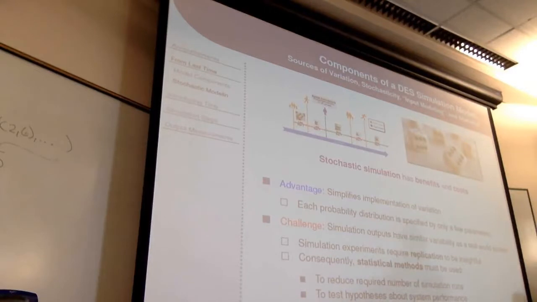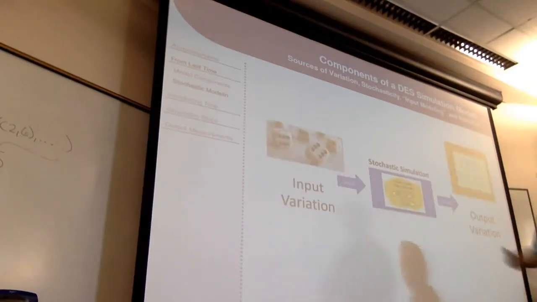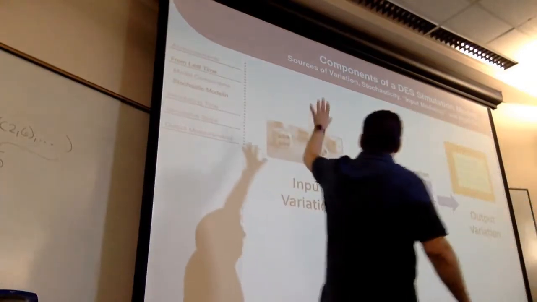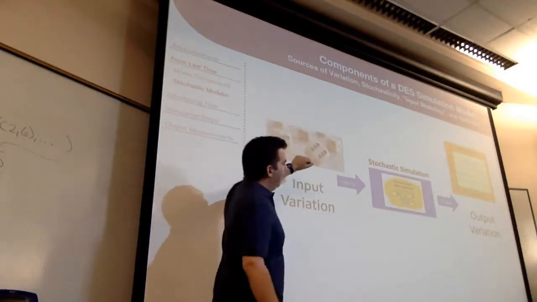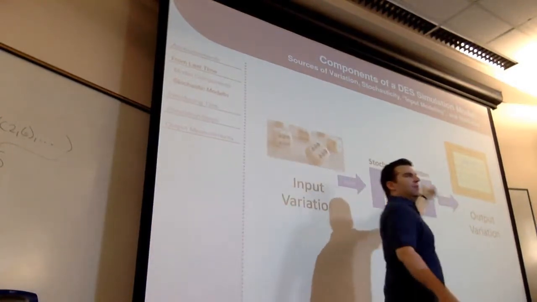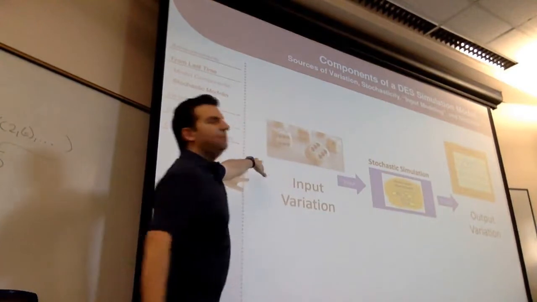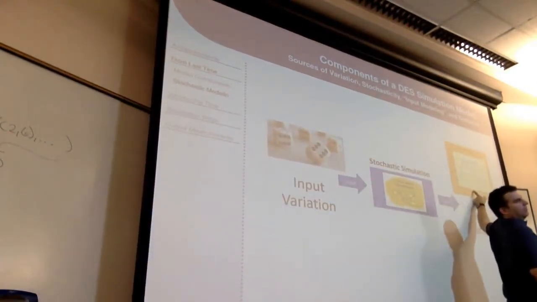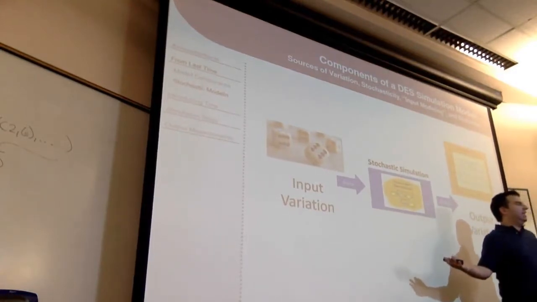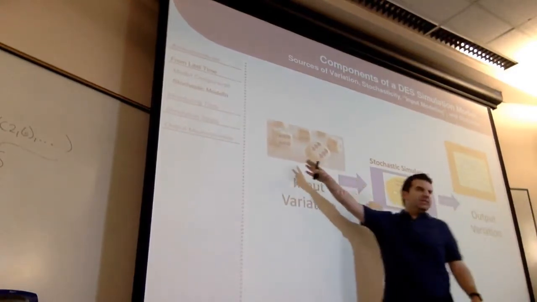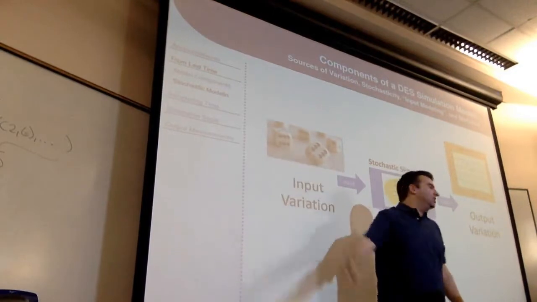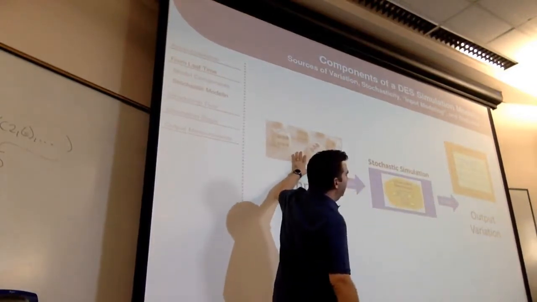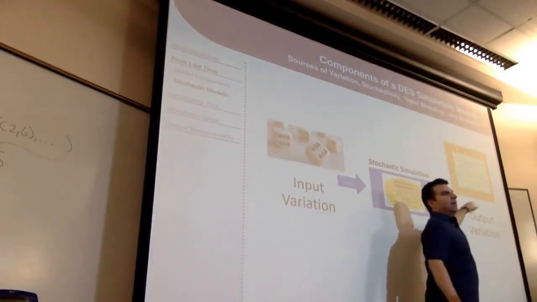So just to summarize that in pictures here: in order to get output variation, it has to have a source, and that's input variation. If we want the outputs of a simulation to look like the real world, the only way we're going to get that variation is if we introduce it somewhere. So we introduce variation. This is where activities come in. This is where delays come out.